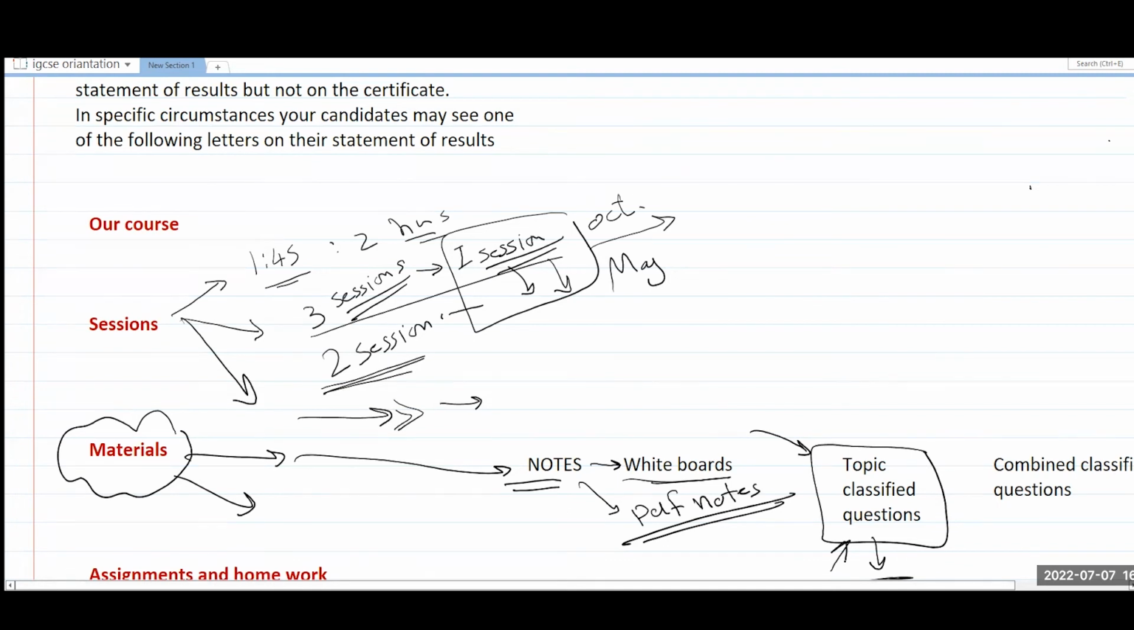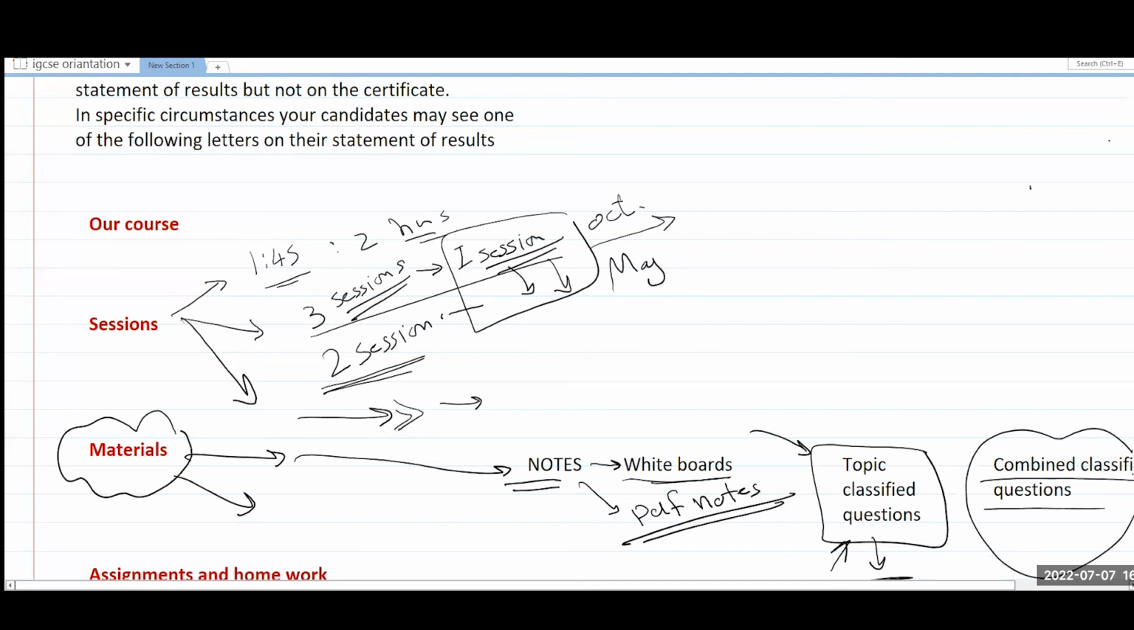Okay. There are also combined classified questions. What does it mean? After finishing the whole chapter, I will give you combined classified questions for that chapter, which means paper 2, paper 4, and paper 6 as well. Okay, which will cover the whole chapter, right? So it will be with you for more practicing. Okay, I will give you an assignment for this paper to solve until I finish the next chapter.